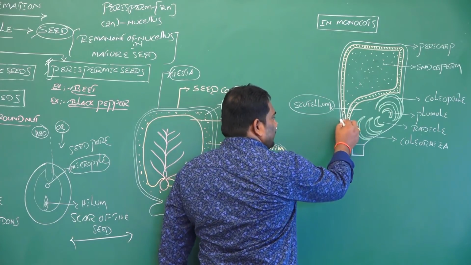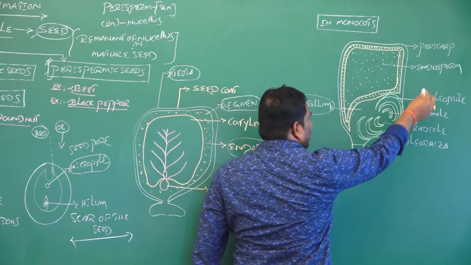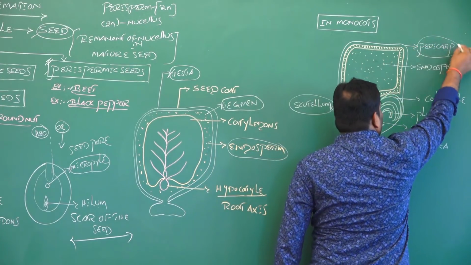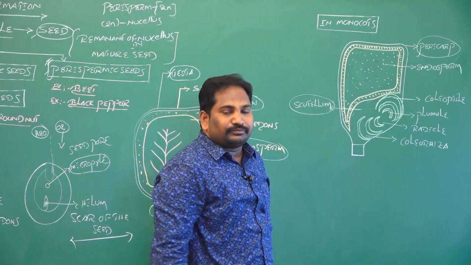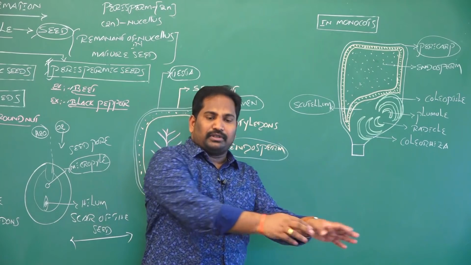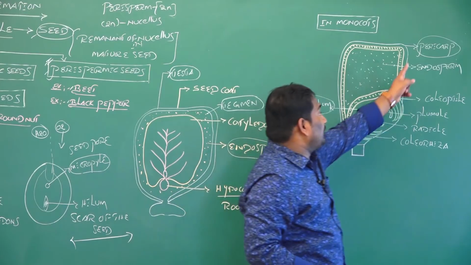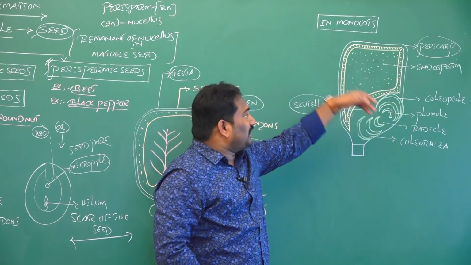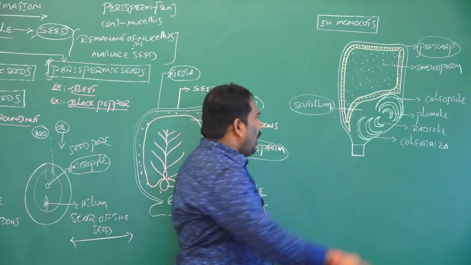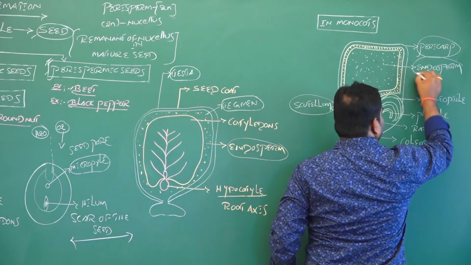In monocotyledon seeds, the outermost covering is called the pericarp, also called the fruit wall. During fertilization, the ovary is converted into fruit, the ovule into seed, and the ovary wall into fruit wall. The fruit wall is nothing but the pericarp. Its function is protection. And all monocotyledon seeds are full of endosperm.